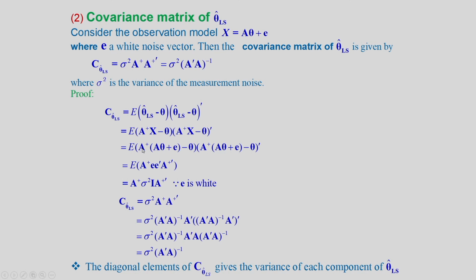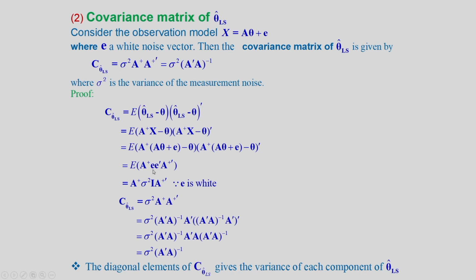So, pseudo inverse of A into A, we will get the identity matrix. Similarly, here also we will get the identity matrix. Pseudo inverse of A into A is the identity matrix. Therefore, theta and this theta will get cancelled. Here also theta and this theta will get cancelled. What we will have is E of pseudo inverse of A into E, E transpose into pseudo inverse of A transpose. So, the covariance matrix of theta LS hat will be given by this.